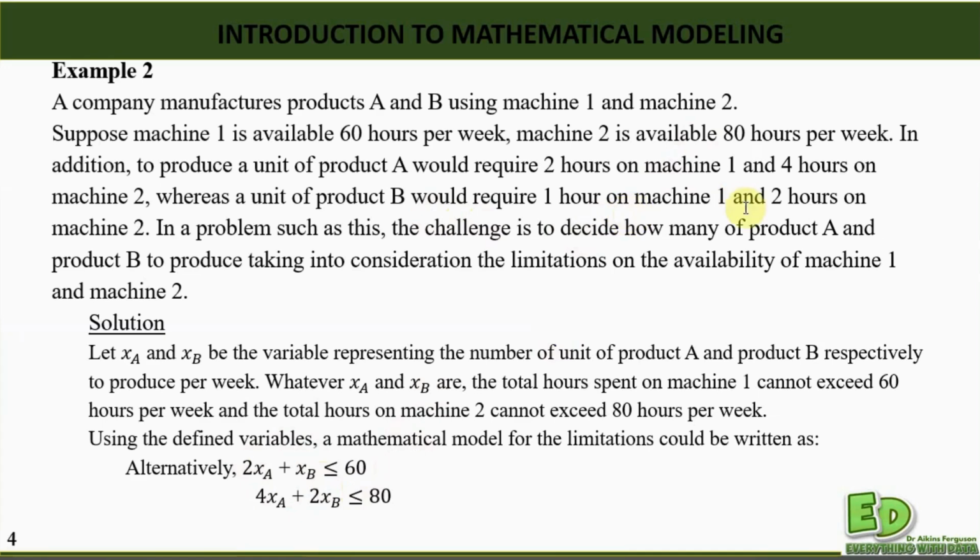And 2 hours on machine 2. So I'll say machine 2 is here with available resource of less than or equal to 80, so I'll say plus 2xb. Right. That is how you illustrate this in a mathematical way. That's the decision variable, how you are going to represent them. So this is the model based on the question we have here.